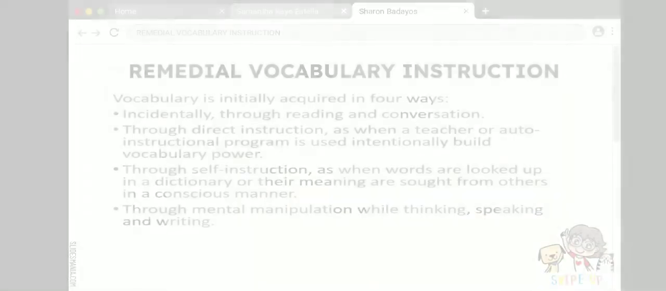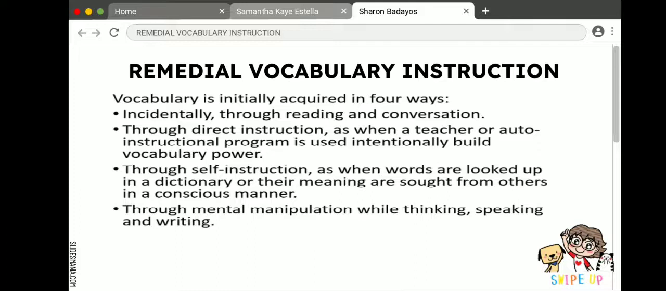So, let's start. Vocabulary is initially acquired in four ways. Incidentally, through reading and conversation. Basically, we learn new words through reading certain types of books or having a conversation with friends. And then through direct instruction, as when a teacher or auto-instructional program is used to intentionally build vocabulary power.